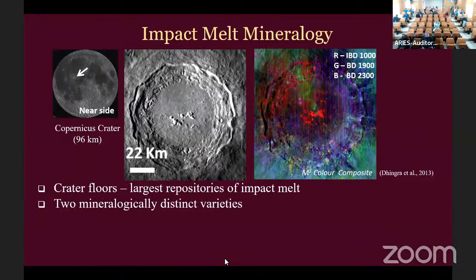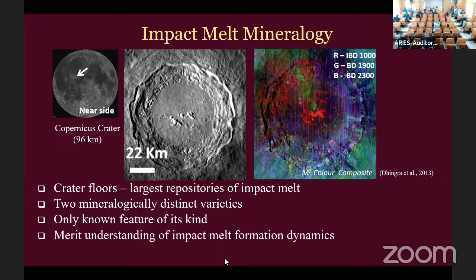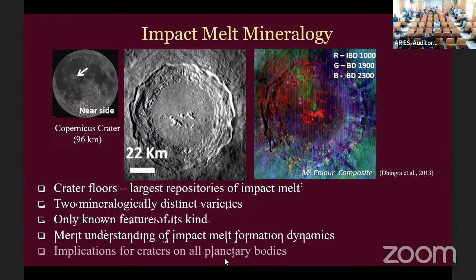So once you have that information, again, remember the scale. The image can fool you, but we are looking at 100 kilometers across. The feature is about 30 kilometers. This is the only known feature of its kind that we know anywhere, actually. But courtesy of the compositional information that we see here, it merits understanding in terms of how the impact melt dynamics happened during the crater formation to preserve these two different compositions of melt. And needless to say, because it is an impact crater, it has implications for other planetary bodies.